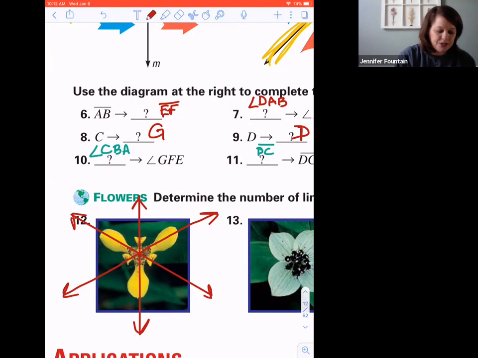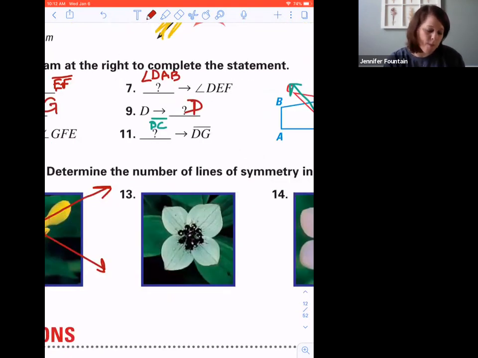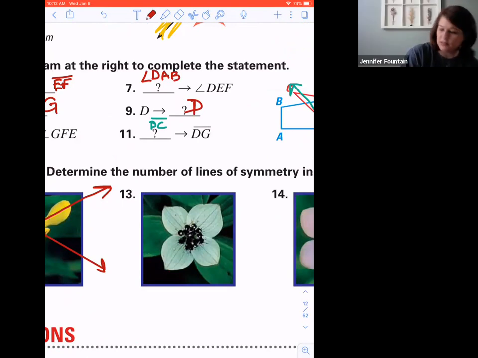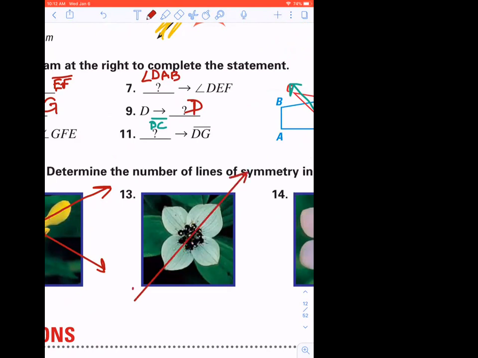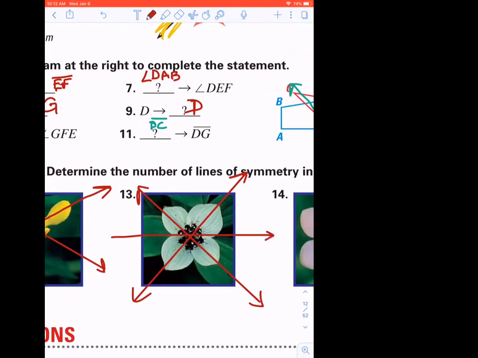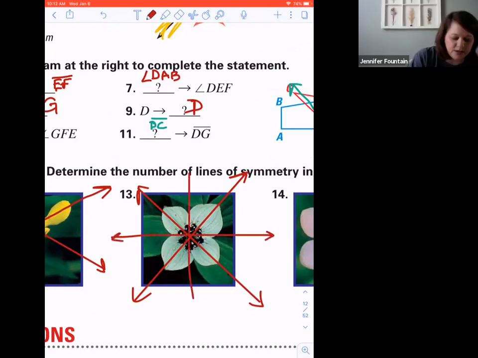How many lines of symmetry do we have in number 13? Would that be 2? Okay, let's look at it. With this one, not only would I be able to go that way and that way, but I could also go through here, and I can go through here. That's 4.